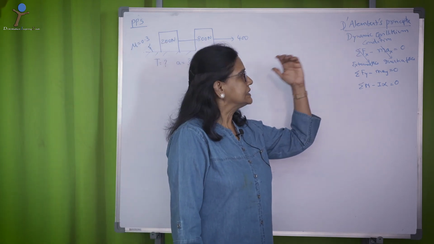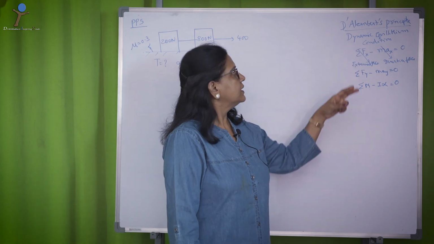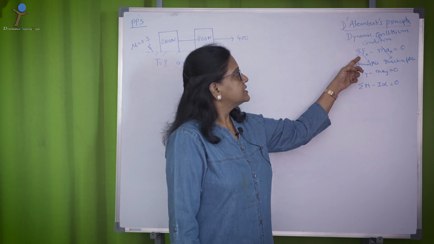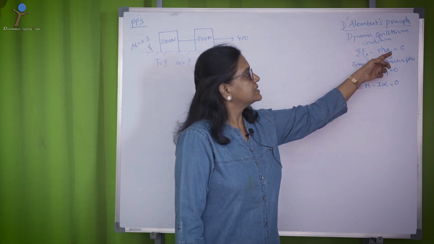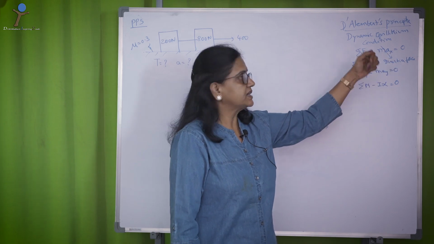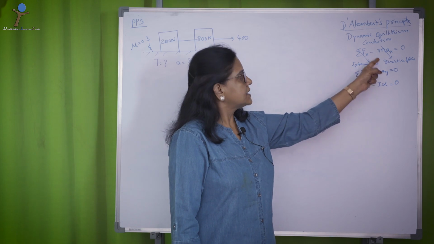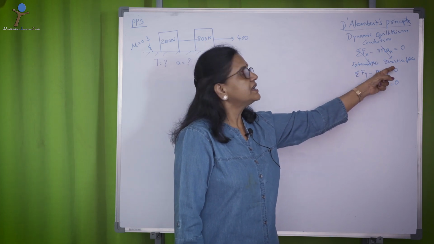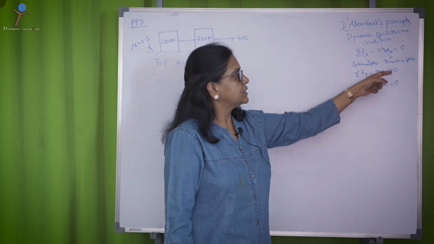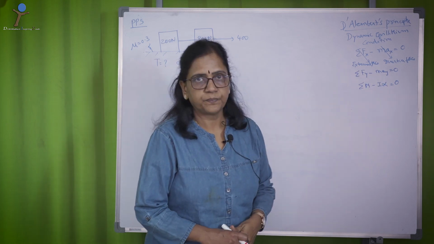So D'Alembert's principle basically talks about the dynamic equilibrium condition, in which the equilibrium condition is stated as sigma Fx minus max equal to 0. This is the net force in x direction, where sigma Fx is the external force sum and max is the inertia force, and sigma Fy minus may equal to 0 and sigma M minus I alpha equal to 0.